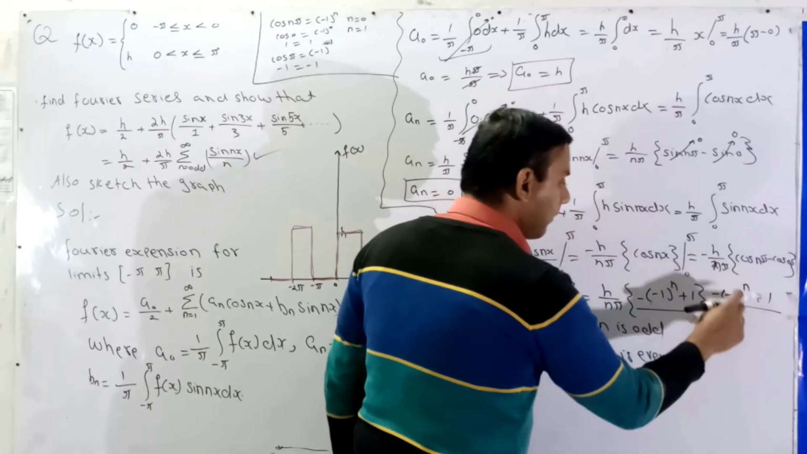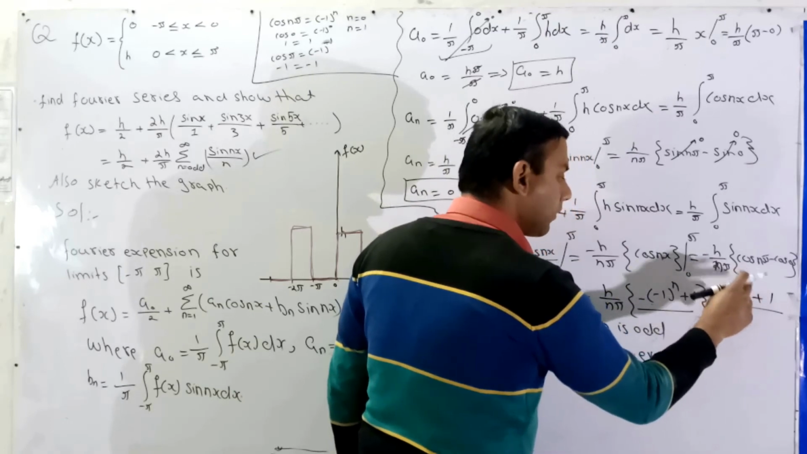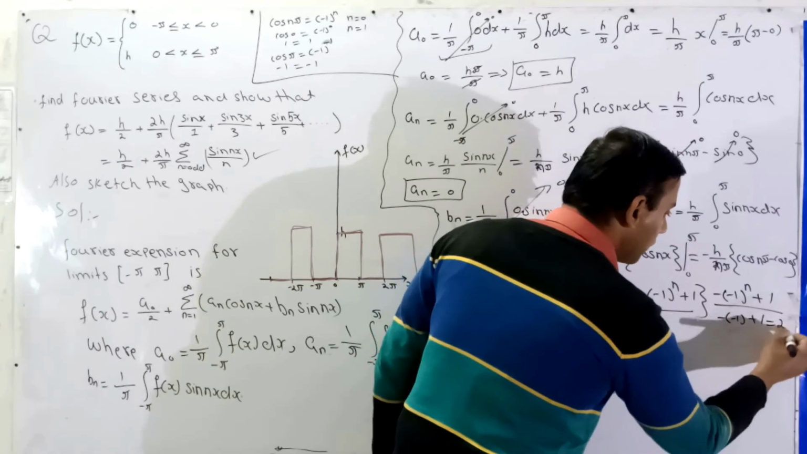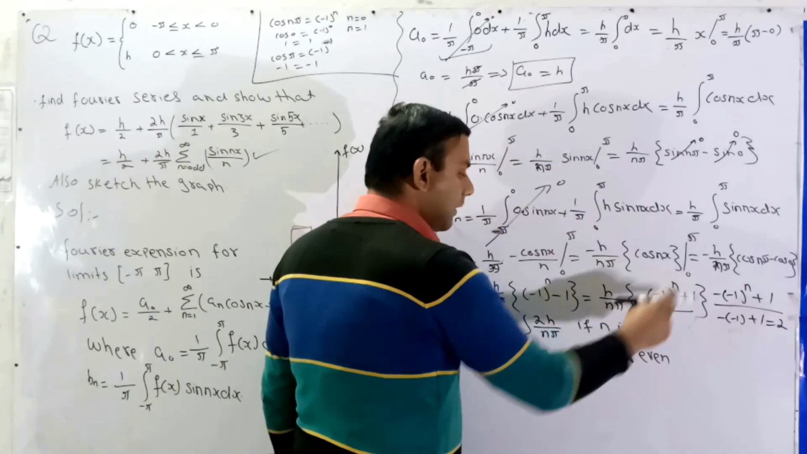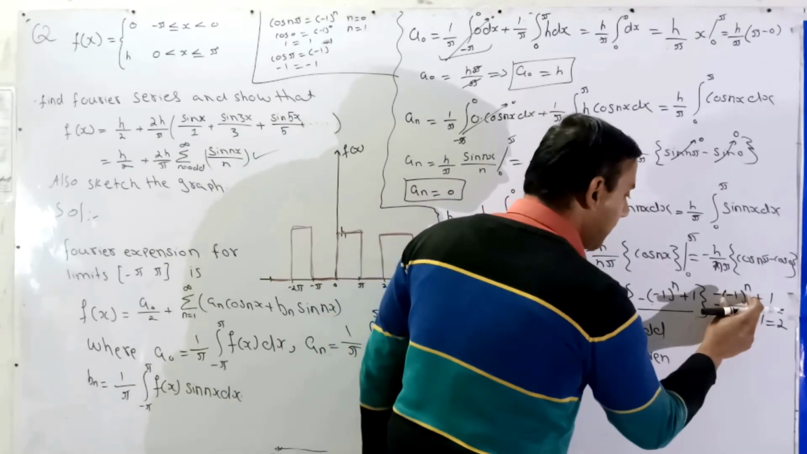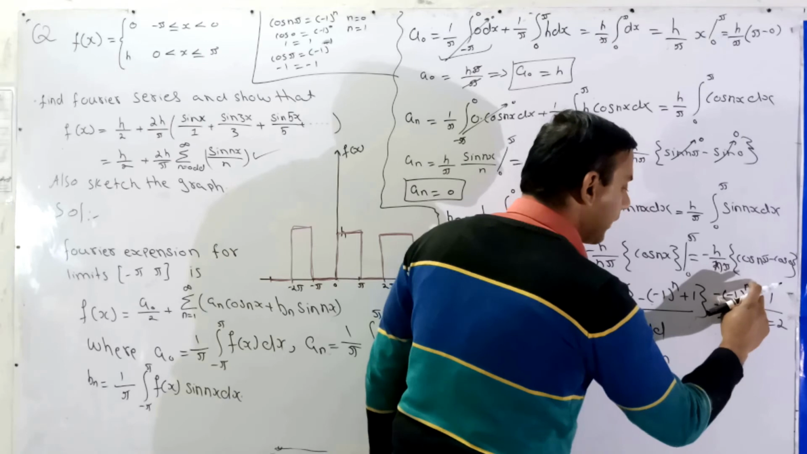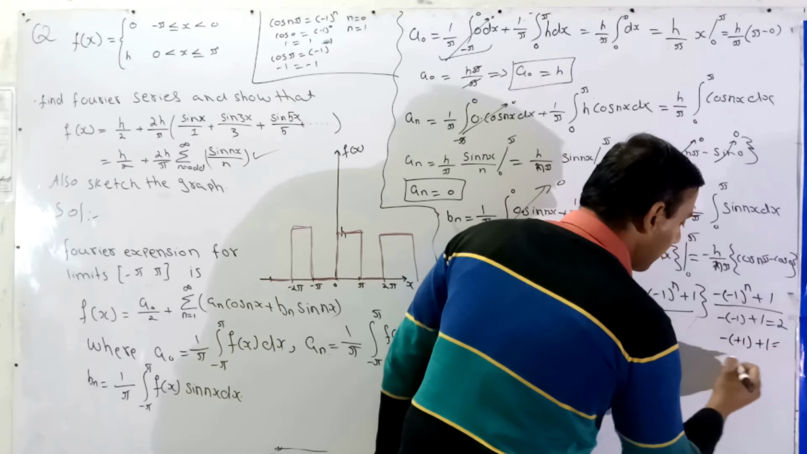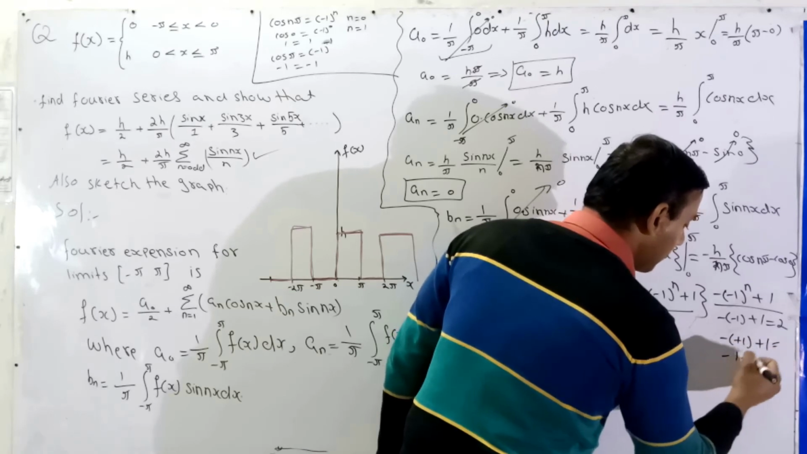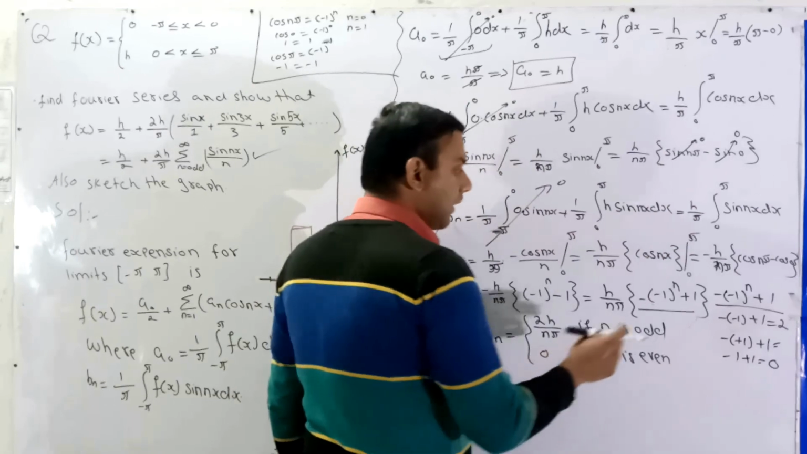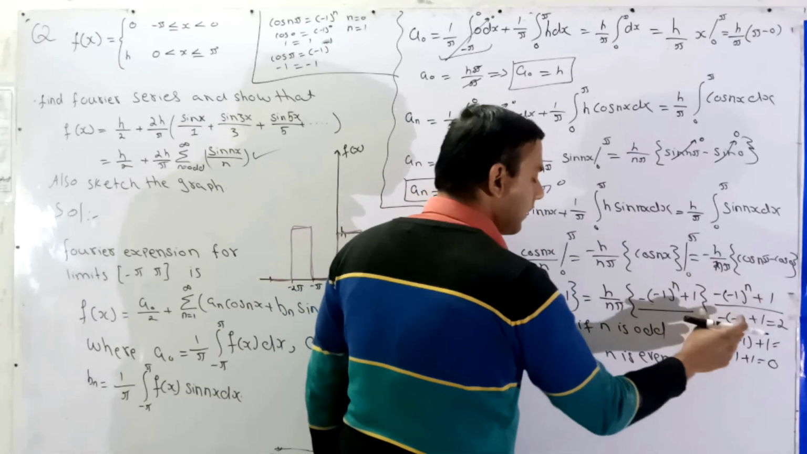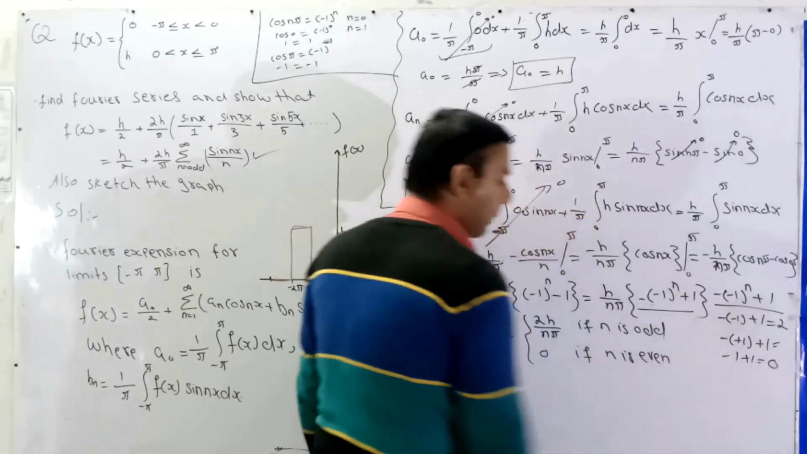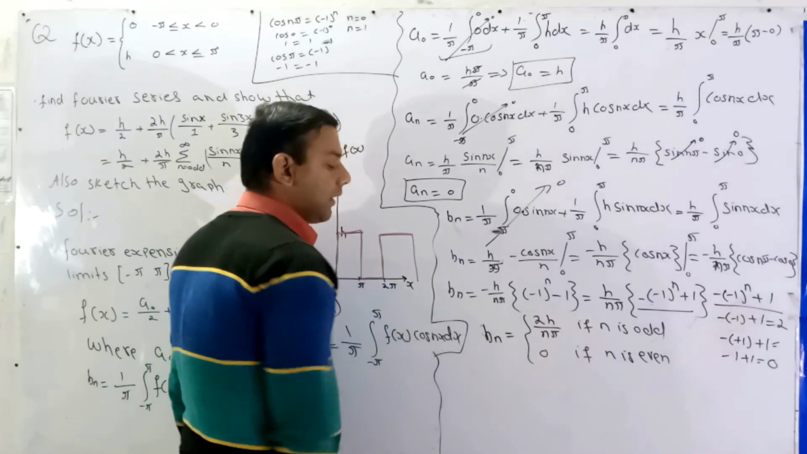When n is odd, minus 1 raised to power n is equal to minus 1. Minus into minus is plus 1, so 1 plus 1 is equal to 2. And when the value of n is even, then minus 1 raised to power n is equal to plus 1. Minus into plus 1 is equal to minus 1, and minus 1 plus 1 is equal to 0. That's why when n is odd, this value is 2, and when n is even, this value gives the answer 0. That's why we write it like here.